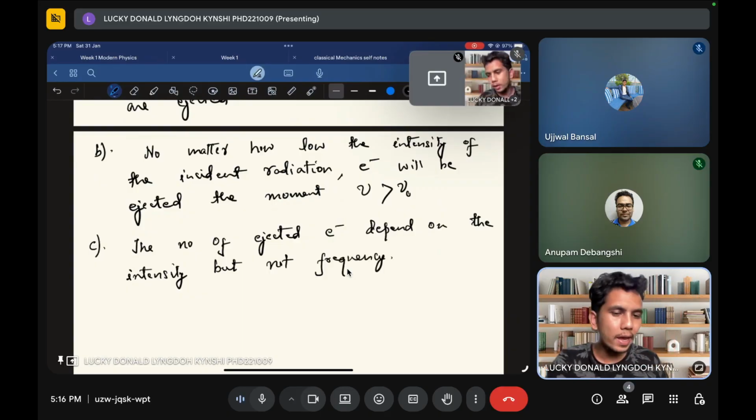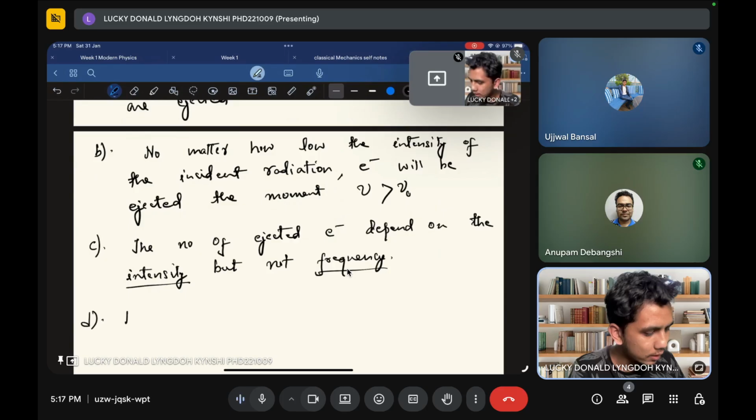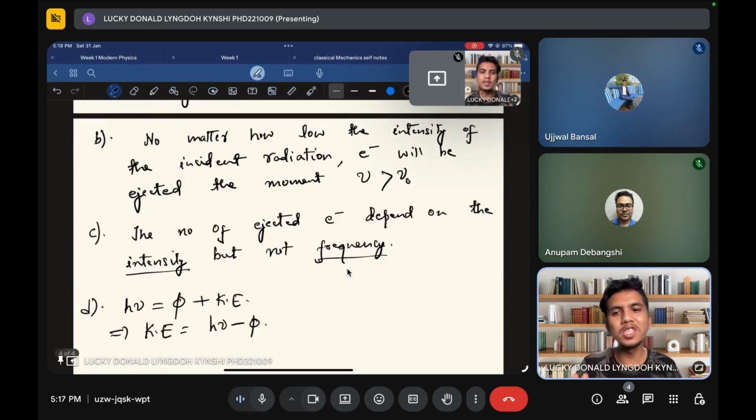So if I give you the story: if you shine light on a material and its frequency is less than the threshold frequency, electrons will not be ejected. But as soon as it is higher, electrons will start to be ejected. The number of ejected electrons is proportional to the intensity of the incident light, not the frequency. The last one is that h mu is equal to the work function of the metal plus the kinetic energy. That means the kinetic energy of the ejected electron is the incident light energy minus the work function phi. So these are the experimental observations.